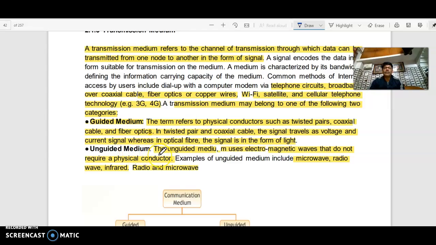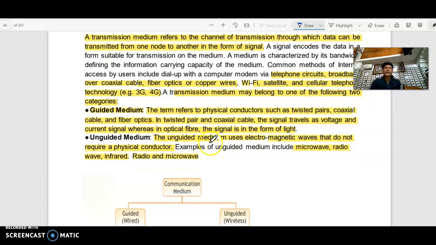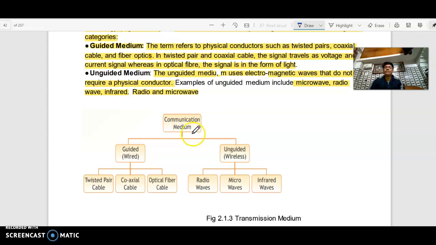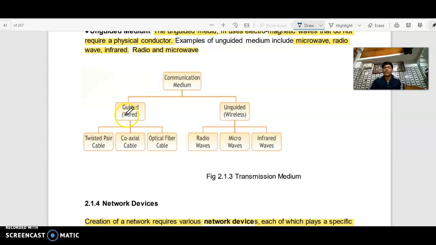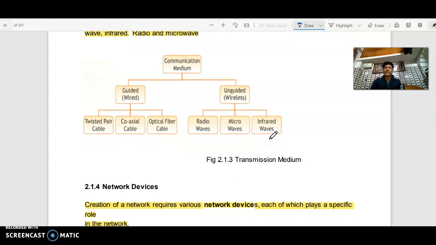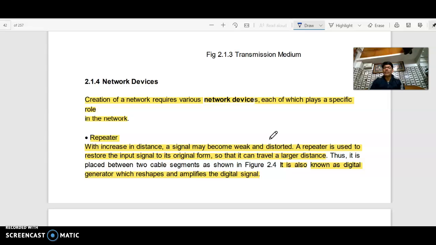Then unguided medium, that is wave system. In unguided media, we use electromagnetic waves that do not require a physical conductor. We just use waves: microwave, radio wave, infrared, etc. Here you can see the communication media, guided and unguided. In the picture, guided media are twisted pair, coaxial cable, optical fiber, and unguided media are radio wave, microwave, and infrared waves. Then we have the networking devices.